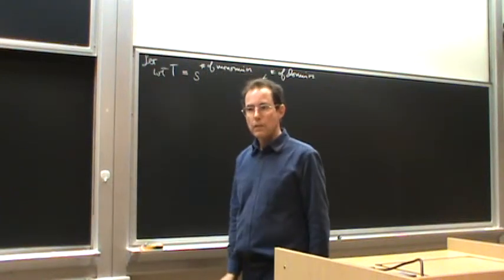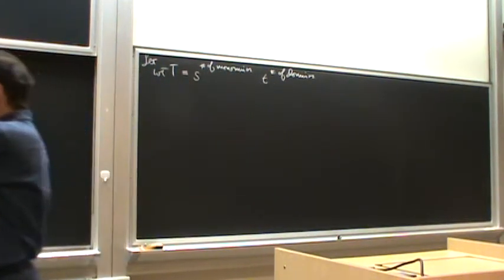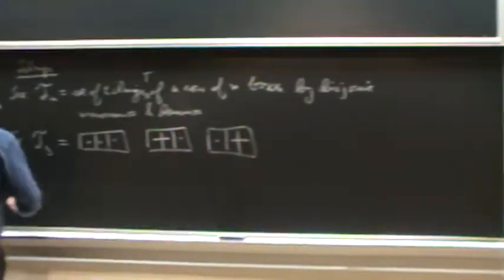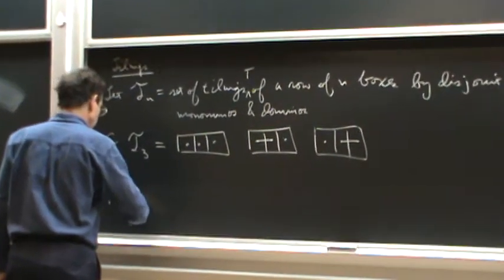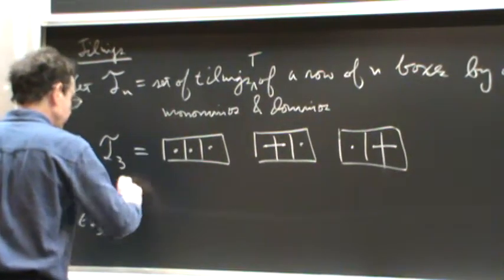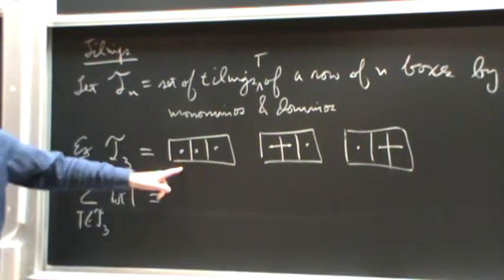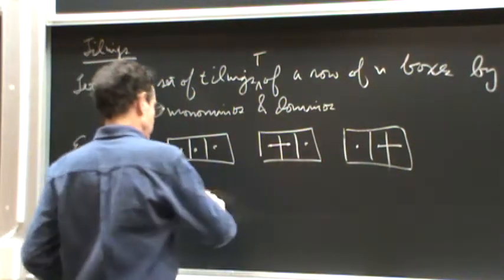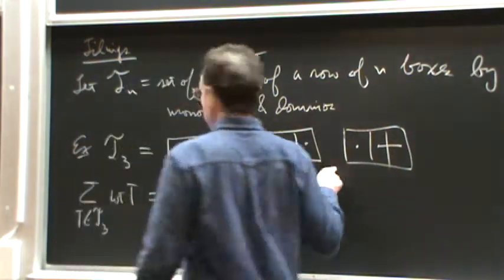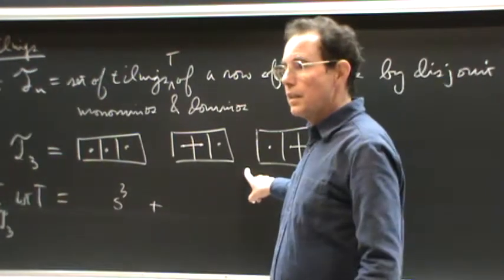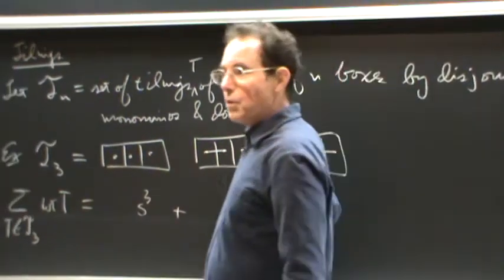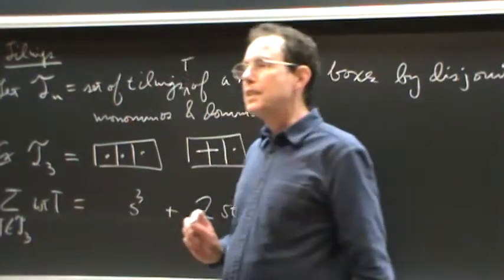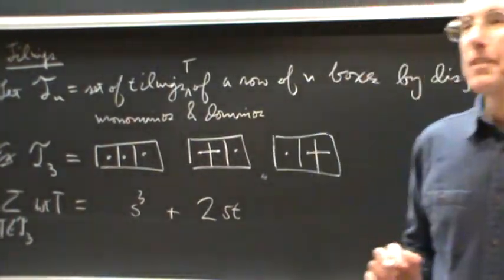Okay. Now let's see what happens if I take the weight generating function over here. So let's sum over all the things in script T3 of their weights. The weight of this is s cubed, right? Because I've got three monominoes, and each of these has weight st, and there's two of them. Have we seen that polynomial fairly recently?